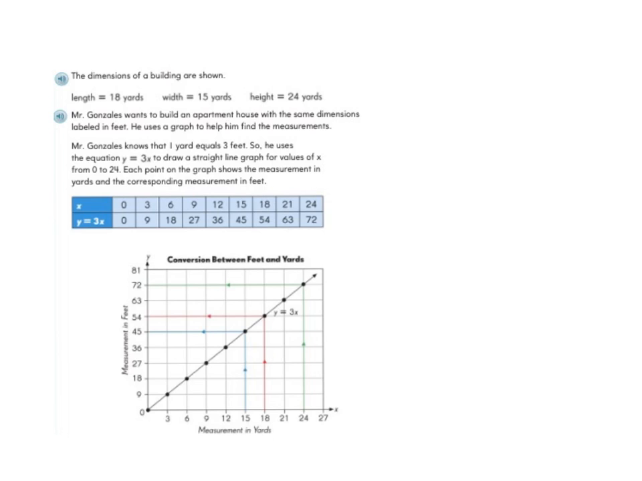So in our table, our x value is equal to yards and our y value is equal to feet. We can figure out all of our y values by taking our x value and multiplying it by 3. So if x is equal to 3, then y is 3 times 3, or 9. If x is equal to 6, then y is equal to 3 times 6, or 18. So we would follow that same pattern to figure out what our values are equal to in feet if we knew what the value was in yards.